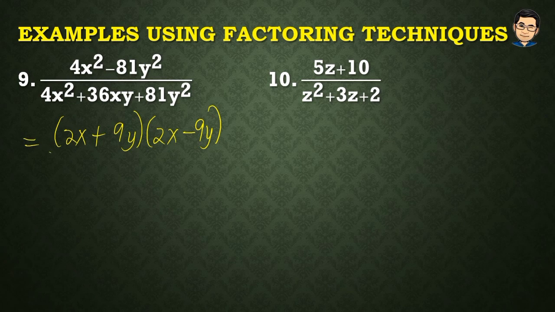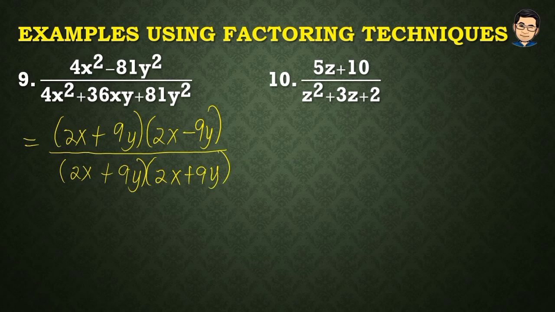Next, yung nasa denominator naman po. So, the square root of 4x squared, that is 2x. So, dito naman po gagamitin po natin is factoring perfect square trinomial. And then, the square root of 81y squared, that is 9y. So, sulat lang natin kasi magkapareho lang naman sila. And then, tsaka natin po i-cancel yung mga common terms. So, 2x plus 9y, 2x plus 9y. So, our final answer will be 2x minus 9y all over 2x plus 9y.